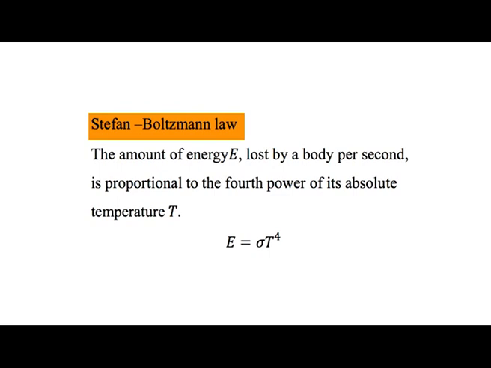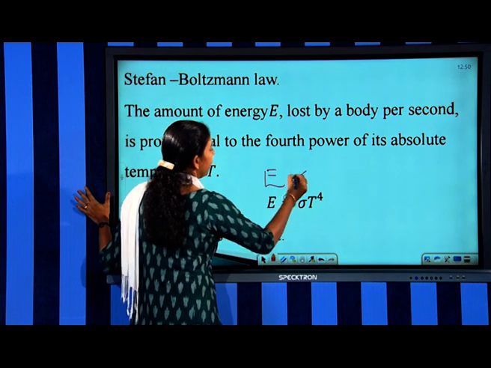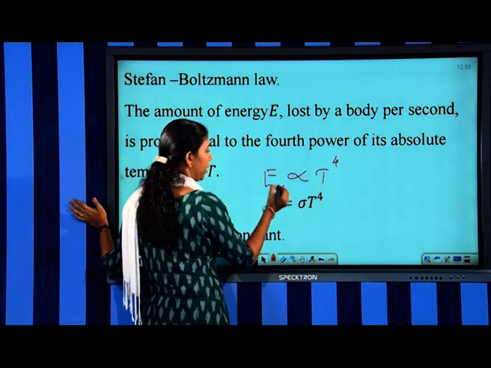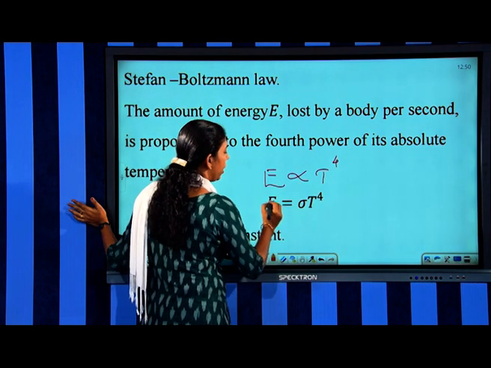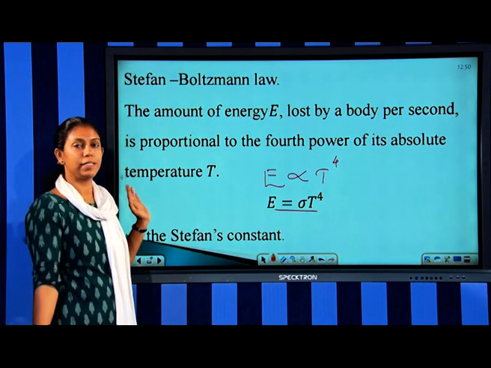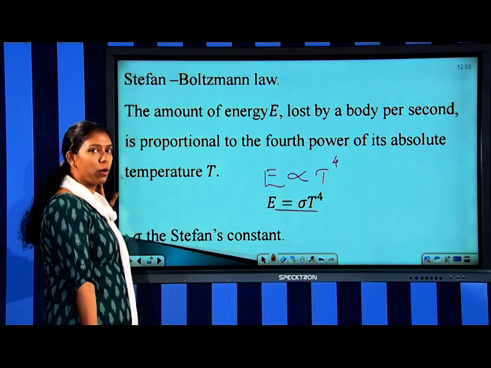Next, the Stefan-Boltzmann law. The amount of energy E lost by a body per second is proportional to the fourth power of its absolute temperature T. That is, E is proportional to T raised to 4. So a constant comes in, E is equal to sigma T raised to 4, and sigma is called Stefan's constant. It is also known as Stefan's fourth power law.